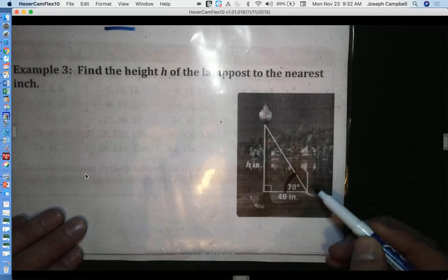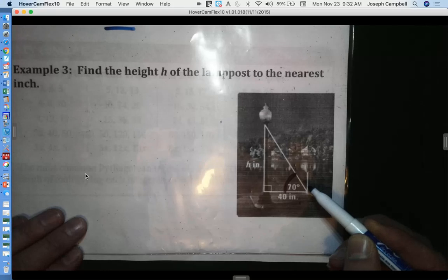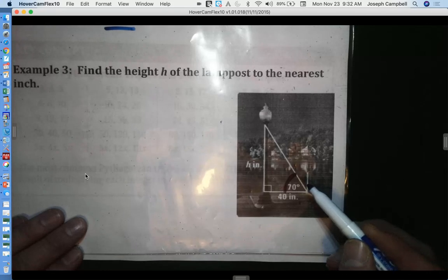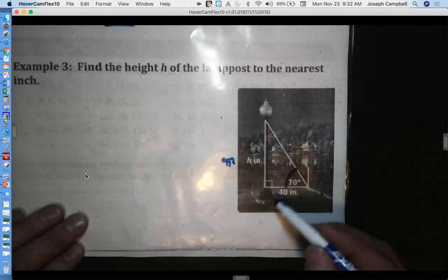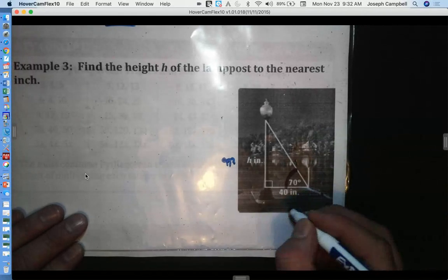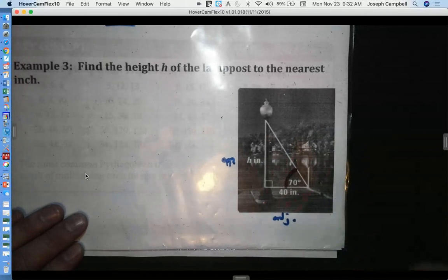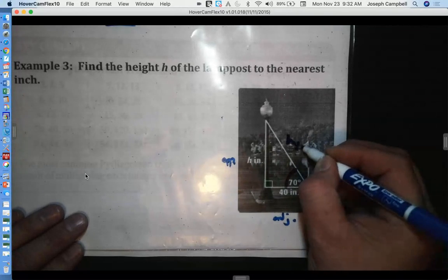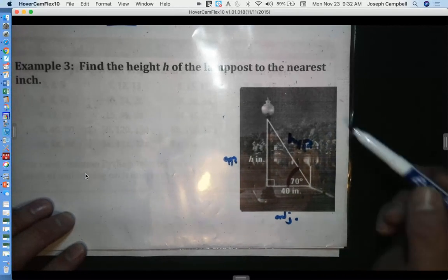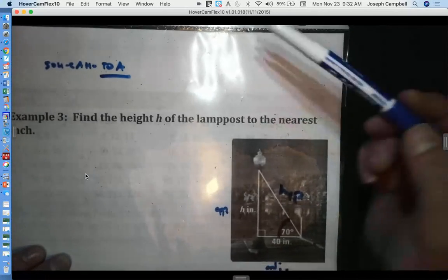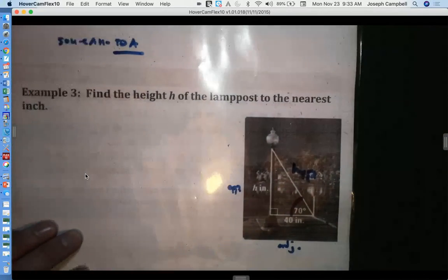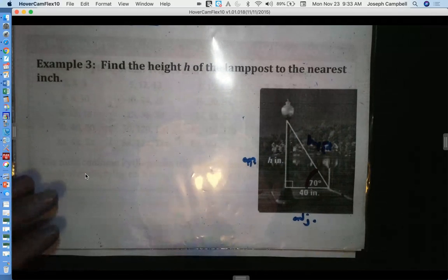So what is opposite 70? Is it h or is it 40? It's h. This is the opposite side. What's the adjacent side? Is it this unknown or is it this 40? The adjacent side is here. This is of course the hypotenuse, but I don't really care about it here because they're not asking me about it, and I have a function that doesn't even involve the hypotenuse, so I'm going to use that one.